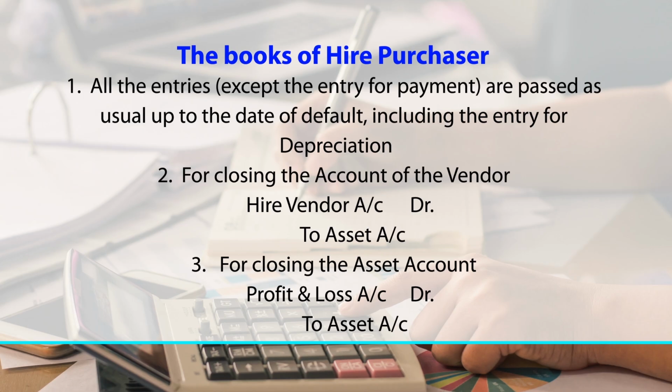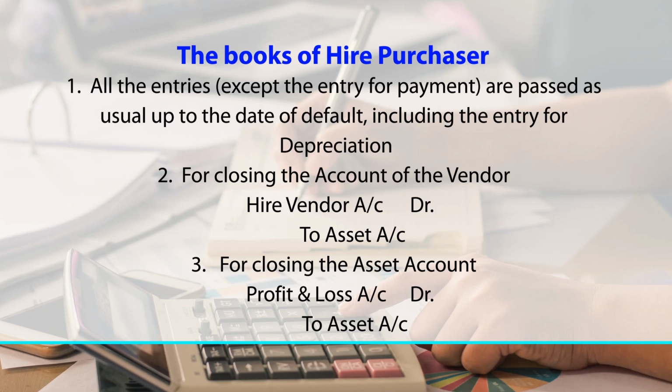So, this was all in the books of the hire vendor. Now, in the books of hire purchaser, what sort of journal entries will the hire purchaser make? Again it is very simple, all the entries except the entry for payment are passed as usual up to the date of default. So, up to the date of default, all journal entries which were supposed to be passed in the books of the hire purchaser will remain the same. Why are we writing here except the entry for the payment? Because here the hire purchaser is making the default, he is not making the payment.